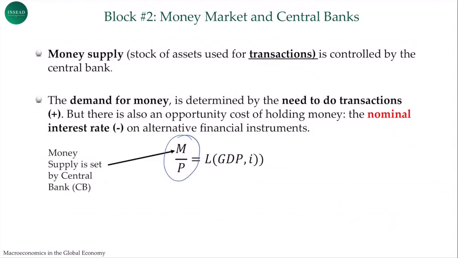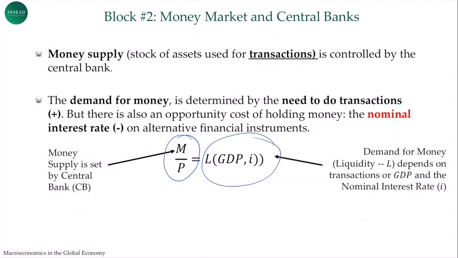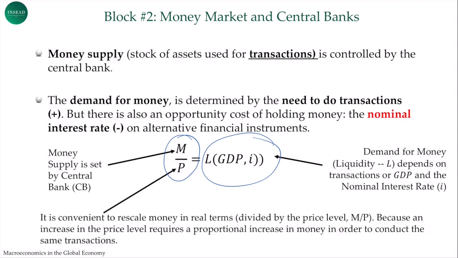The left-hand side of this equation is going to be the money supply. The right-hand side is going to be the money demand. The money supply is going to be straightforward. Liquidity is determined by the central bank. The only small technical issue we need to deal with is that we need to measure money in real terms. And that's why we rescale money by the price level. You see M over P, money divided by the price level.